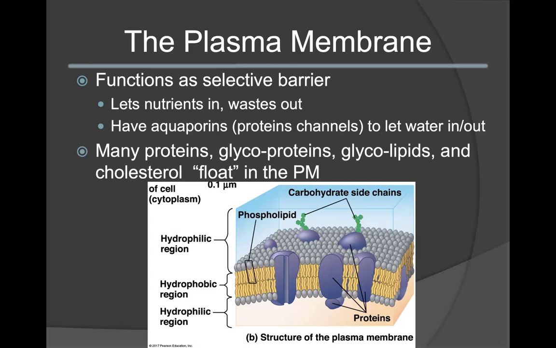It will also have various types of protein channels that will help get substances in and out of the cell, such as aquaporins that will specifically let water molecules pass across the membrane. The plasma membrane will also contain other types of proteins, also glycoproteins and glycolipids, which are simply proteins and lipids with sugar chains attached to them, as well as various cholesterol molecules inserted in the membrane as well. This will help to allow for different components to float or move throughout the plasma membrane.